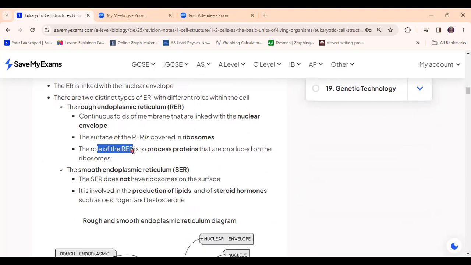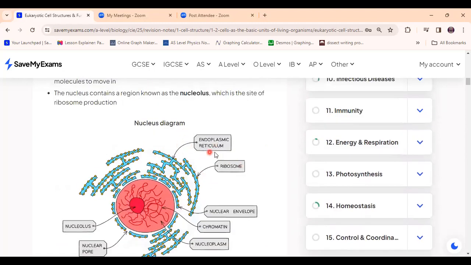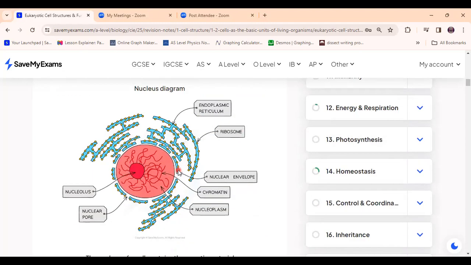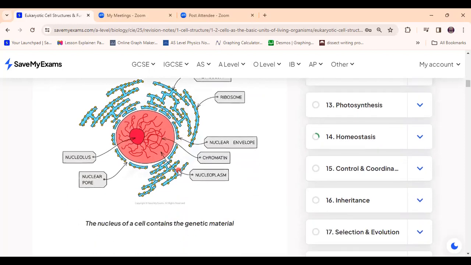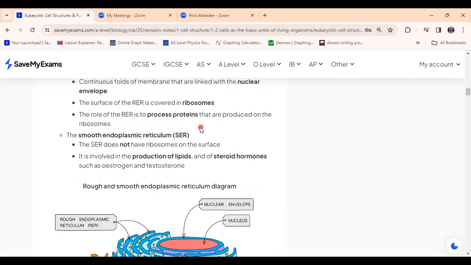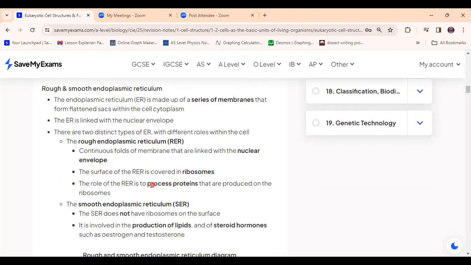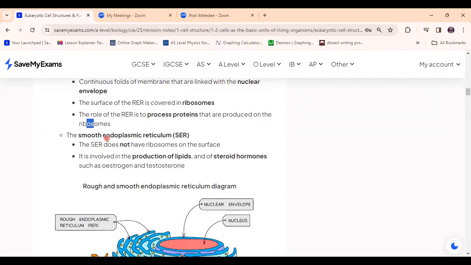So the role of the RER is to process proteins that are produced on the ribosome. Why do you think there's a close link between ribosomes and the endoplasmic reticulum? Because they must be working interconnectedly. The proteins that the ribosomes synthesize are further processed by the RER. They may add things to them, anyway.